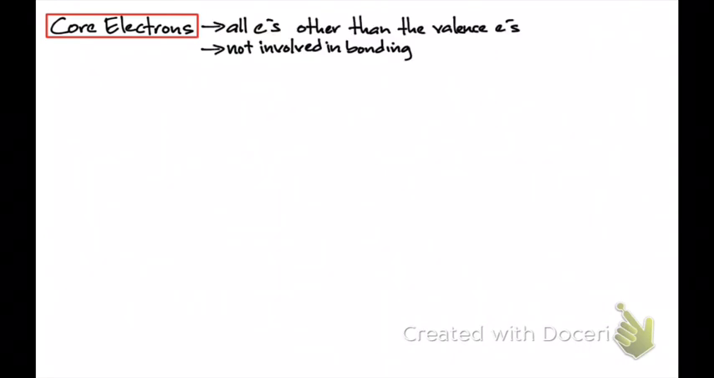The next concept is regarding core electrons. Besides valence electrons, the outermost electrons, we also have the core electrons. These are the electrons that are buried deep within the atom, and they're very difficult to access. It would require a lot of energy to access these core electrons compared to the valence electrons. By definition, core electrons are all the electrons other than the valence electrons, and they are not involved in chemical reactions or chemical bonding.